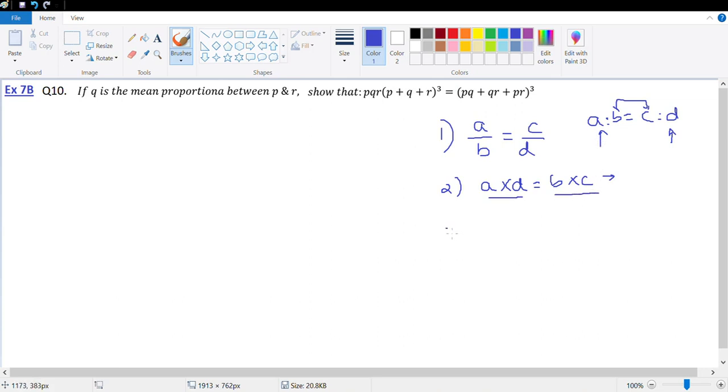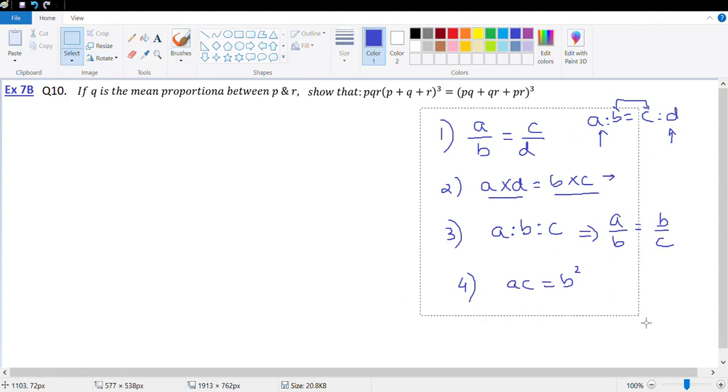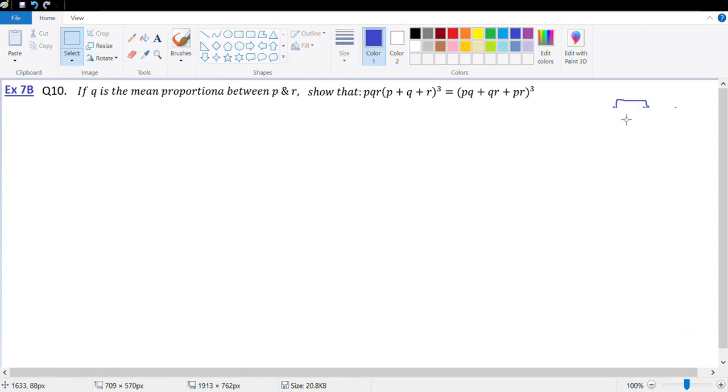Next, we talked about continued proportion, where three non-zero terms are said to be in proportion, which is A is to B is to C, if A upon B is equal to B upon C. B is the mean proportional, which means if I cross multiply, we get AC is equal to B square. And then we use the K method for solving some questions. Now let's go ahead and look at the remaining questions of exercise 7b.